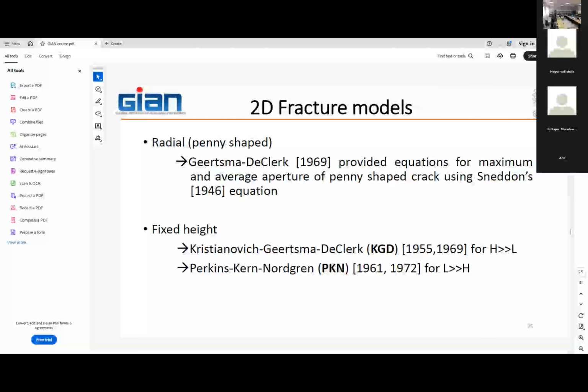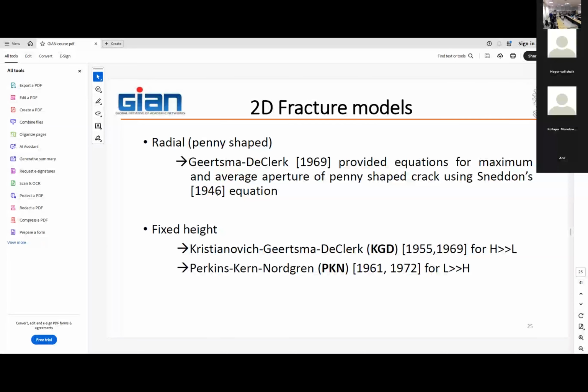So we had gone through some theory the last time. Today we will look at some calculations. Some of you might have gone through this before, but we will go through these 2D fracture models, and we will calculate the parameters for one of the fracturing jobs.